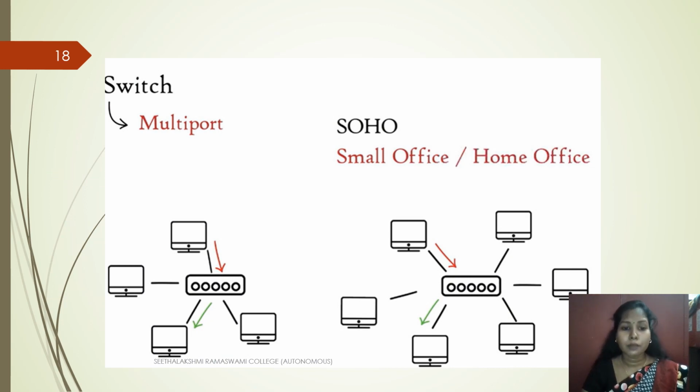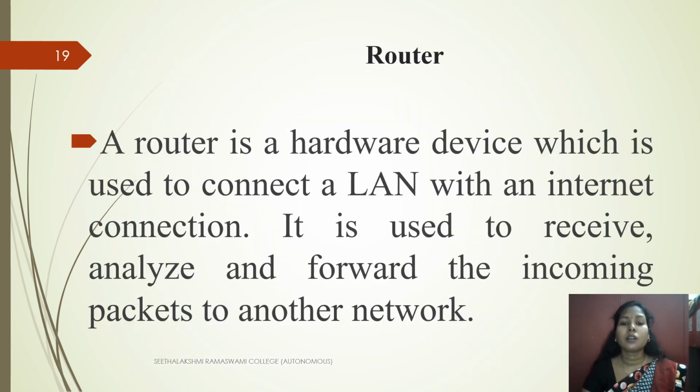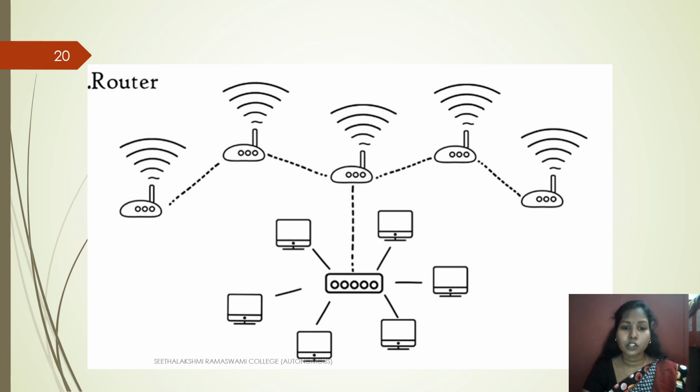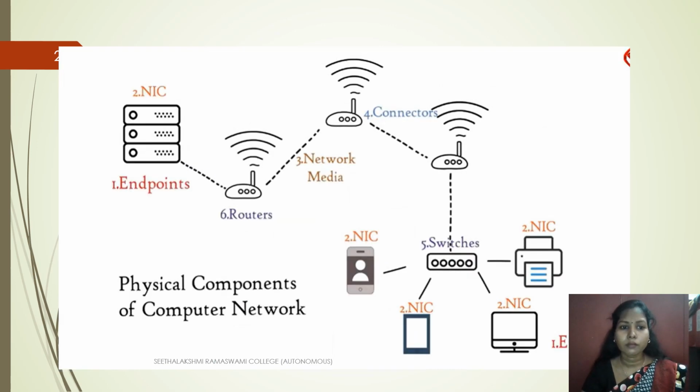As you can see, a switch can be used in multi-port setups as well as in a small office or home office environment. Now what is a router? A router is a hardware device which is used to connect a LAN with an internet connection. It is used to receive, analyze, and forward the incoming packets to another network. Now this is an illustration of routers. In this illustration, you can see all the physical components of a computer network: your NIC, endpoints, network media, routers, connectors, and switches, everything connected here.